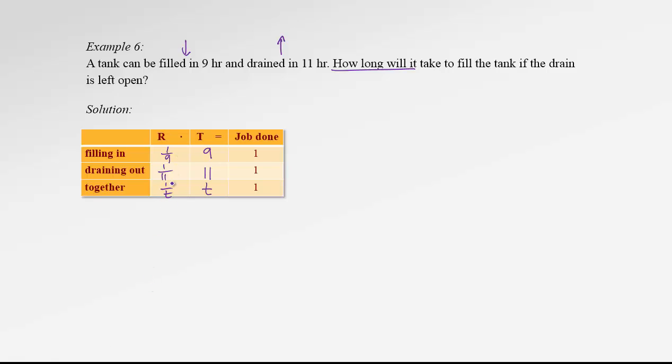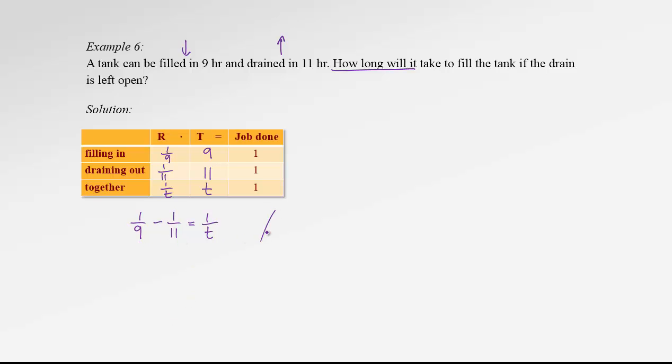Okay, but the difference between this question and the previous one is that we're not adding these rates, because they don't work together, they work against each other. Since the draining is undoing the job, we're going to subtract it. So the rate of filling in, 1/9, minus the rate of draining out, 1/11, equals the overall rate when the drain is left open, 1/t.